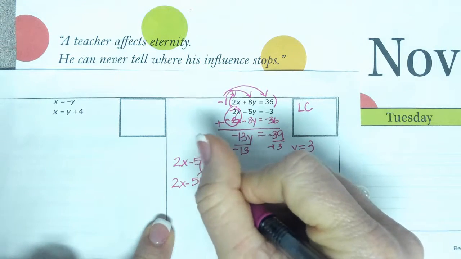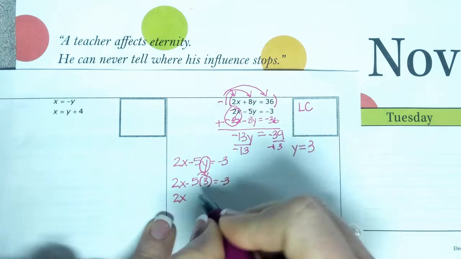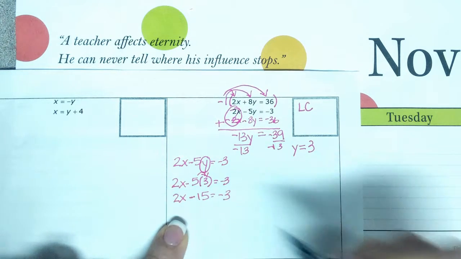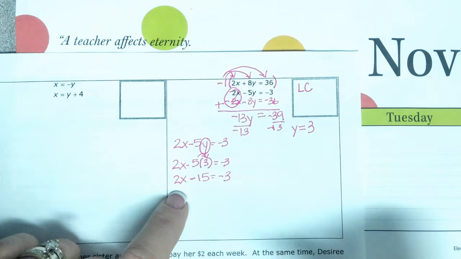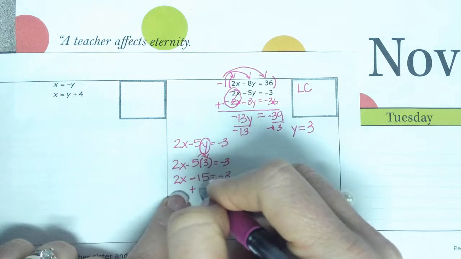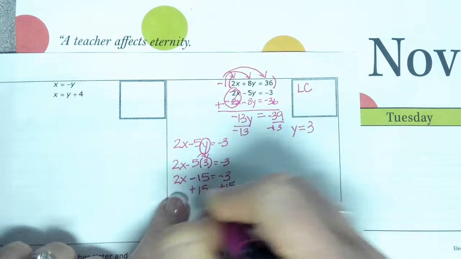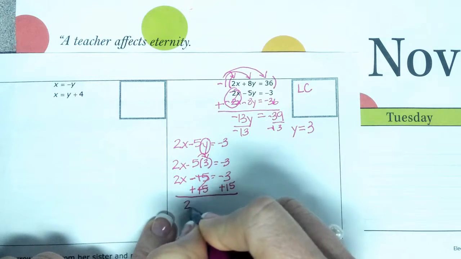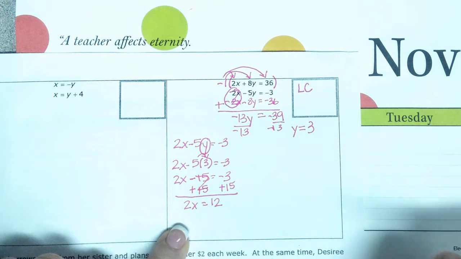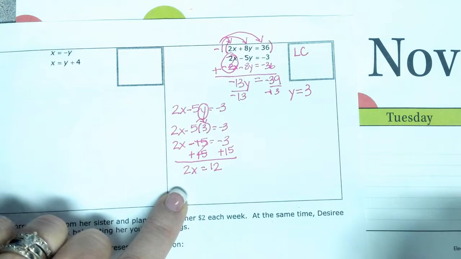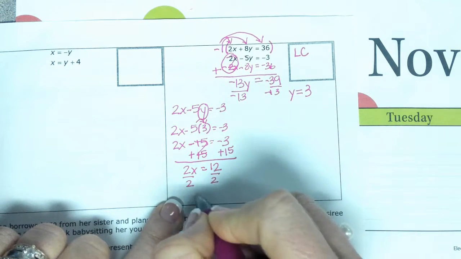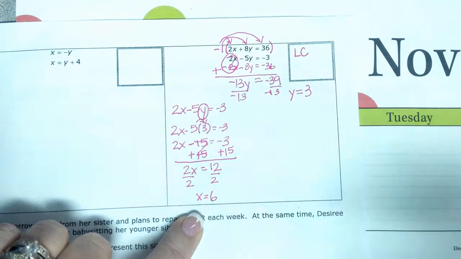So we have to distribute our 5. So that gives us 2x minus what? 15 equals -3. So now we need to isolate the 2x. So we'll add 15 to both sides. So that gives us 2x equals, what's -3 plus 15? 12. And now we just need to do what? Divide everything by 2. So x equals 6.